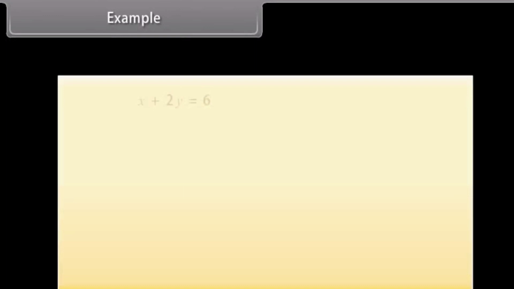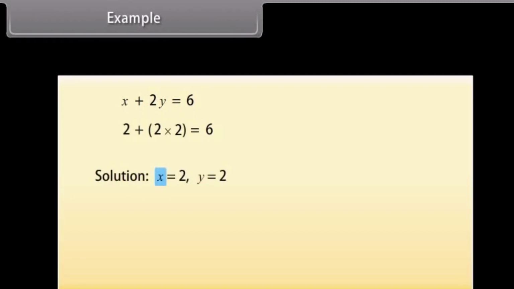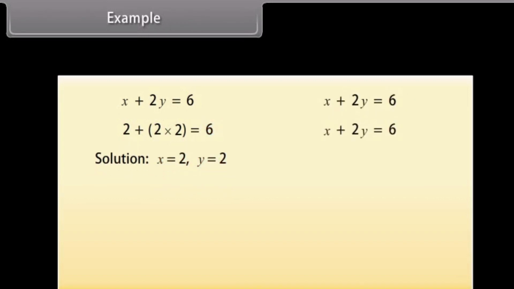Example. Let's now find four different solutions for this equation. By looking at the equation, we can say that x = 2, y = 2 is a solution because on substituting x as 2 and y as 2, we get the answer 6. Now let us choose x as 0. With this value of x, the given equation reduces to 2y = 6. And substituting y as 3, we get the answer 6. So, x = 0, y = 3 is also a solution for x + 2y = 6.